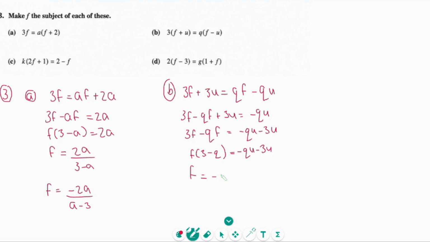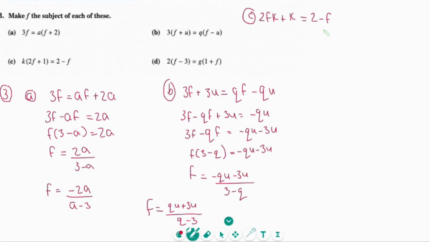3 minus q. Now, this time you may have it the other way around. If you took your f terms to the right-hand side, in which case you would have qu plus 3u all over q minus 3. And then part C. Let's multiply by k. So 2fk plus k is equal to 2 minus f.